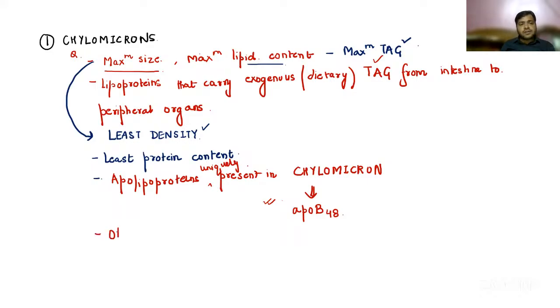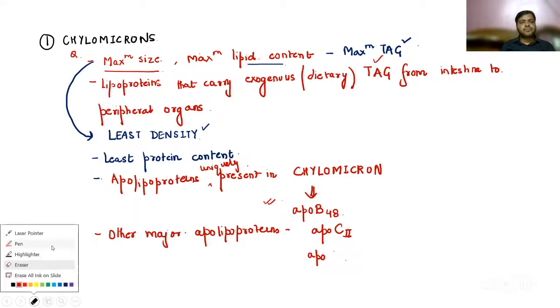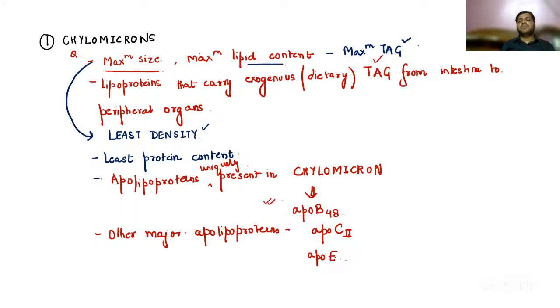Other major apolipoproteins can be ApoC2 and ApoE. Just try to write this and give me a thumbs up that you have written it.